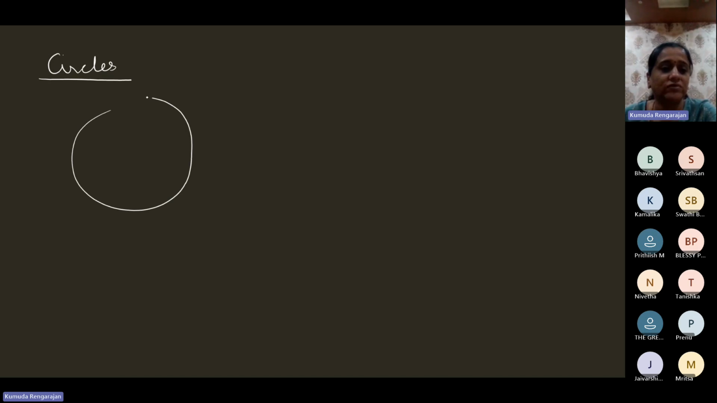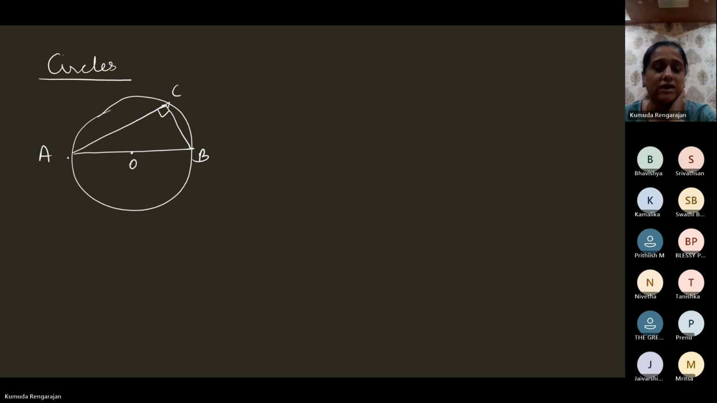So in class 9, we have seen that angle in a semicircle is a right angle. So if AB is the diameter, then angle ACB is equal to 90 degrees. Angle in a semicircle is a right angle. AB is the diameter, so angle ACB is equal to 90 degrees.